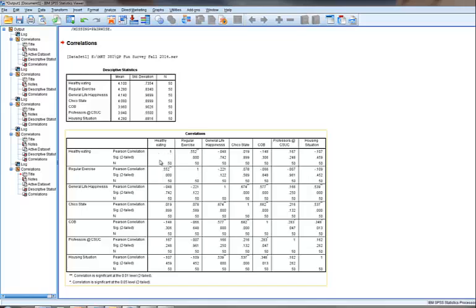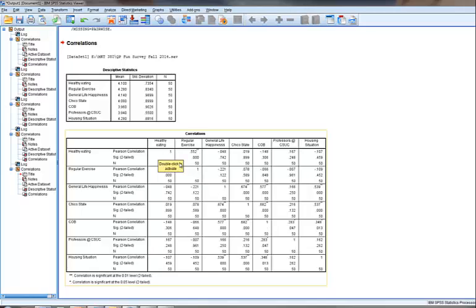So this quadrant here that's labeled 1 with a Pearson correlation or an R statistic of 1 shows us that the correlation is a perfect correlation of 1.0. It's because we're correlating healthy eating to healthy eating. Notice on what's called the diagonal, all of these have an exact correlation of 1 because they're all comparing the housing situation with the housing situation. So of course it's an exact perfect correlation.